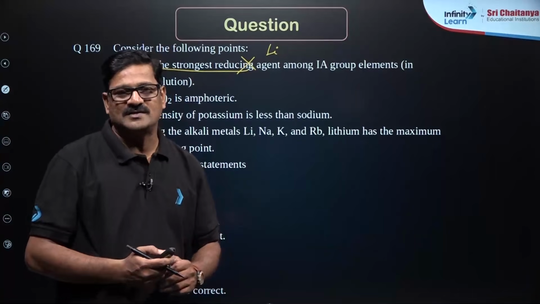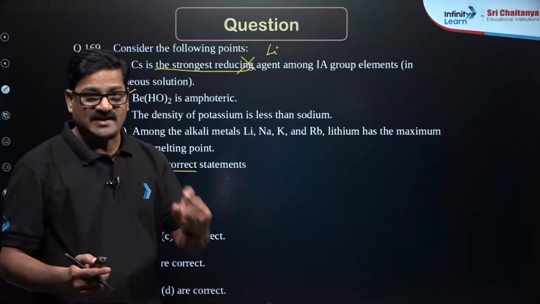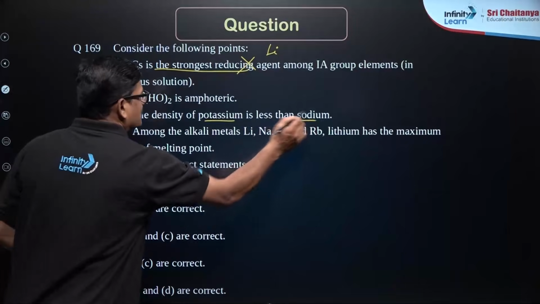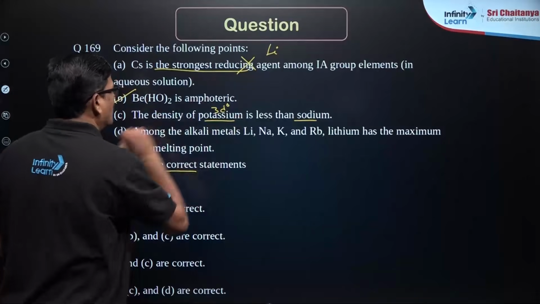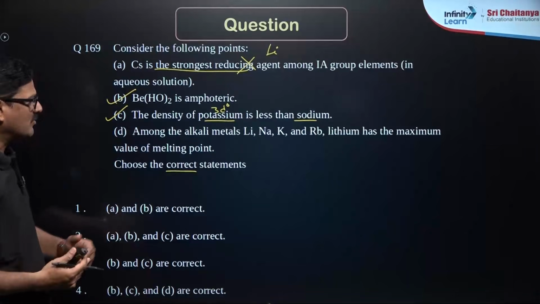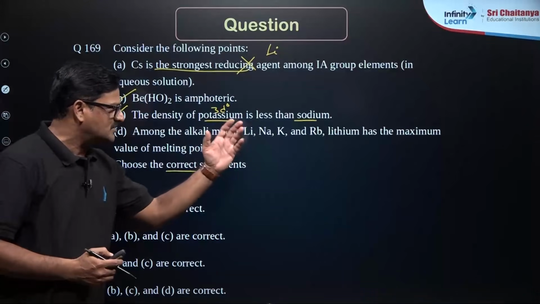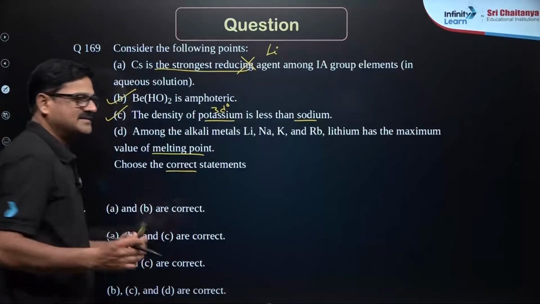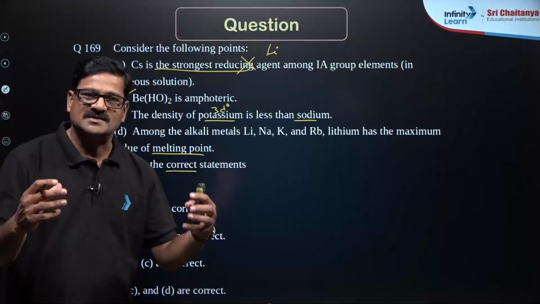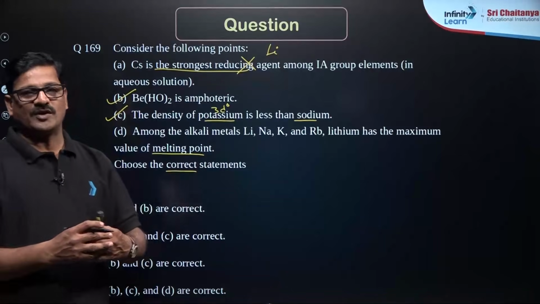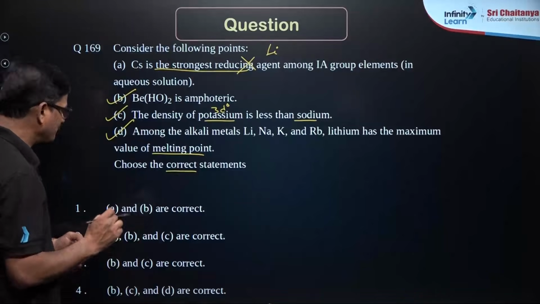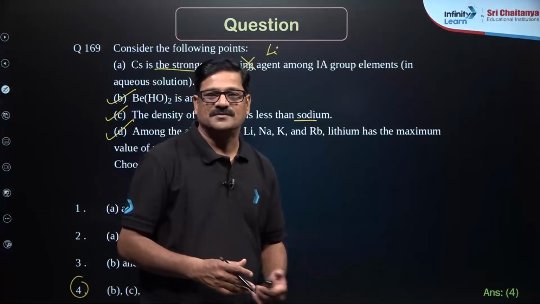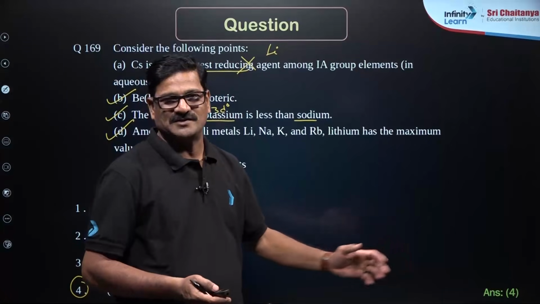All the s-block elements are basic hydroxides except beryllium hydroxide. The density of potassium is less than that of sodium because of the 3d orbitals, correct. Among the alkali metals lithium, sodium, potassium and rubidium, lithium has the maximum melting point exactly due to small size. In the metallic lattice, it is strongly bonded. So I would say B, C, D are correct. So option 4 is the correct answer for this question.